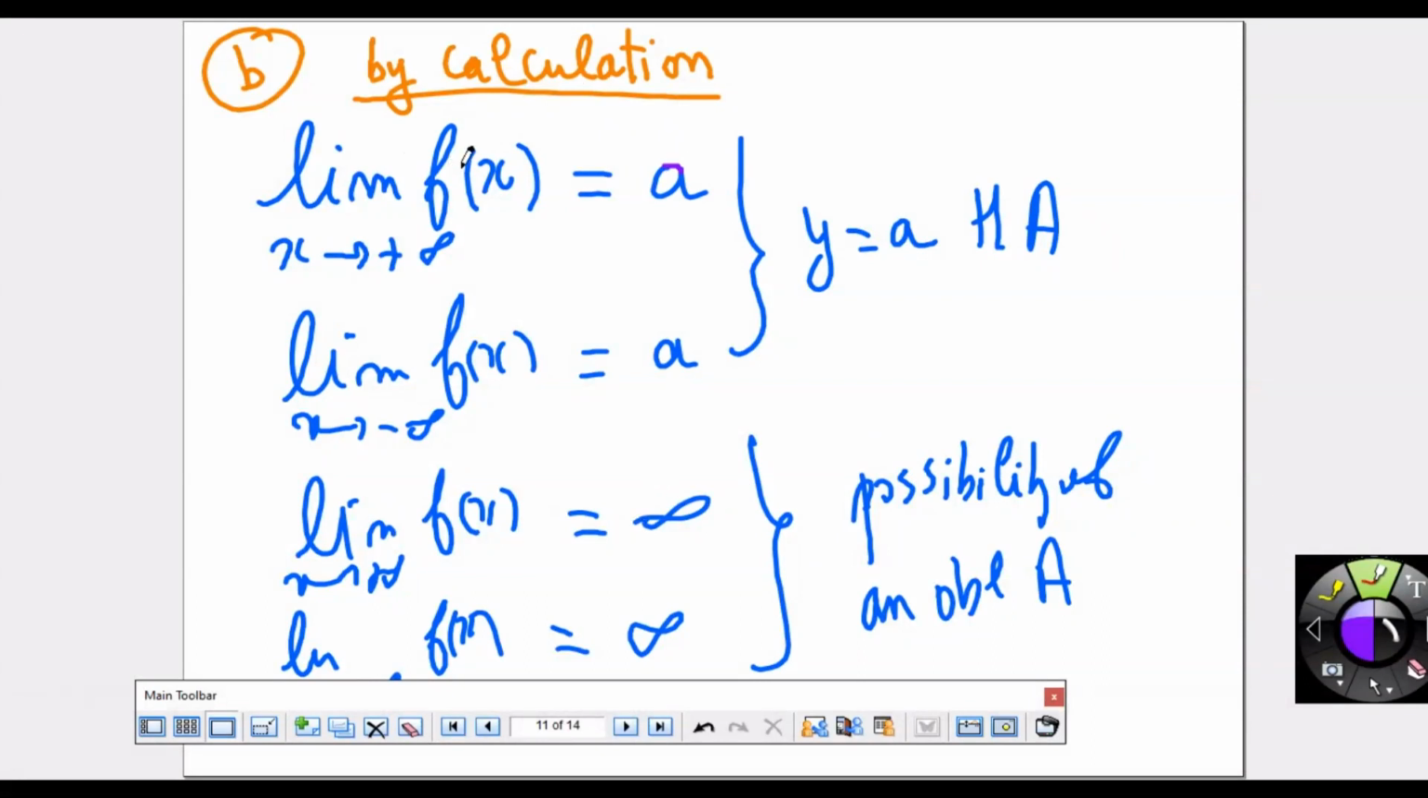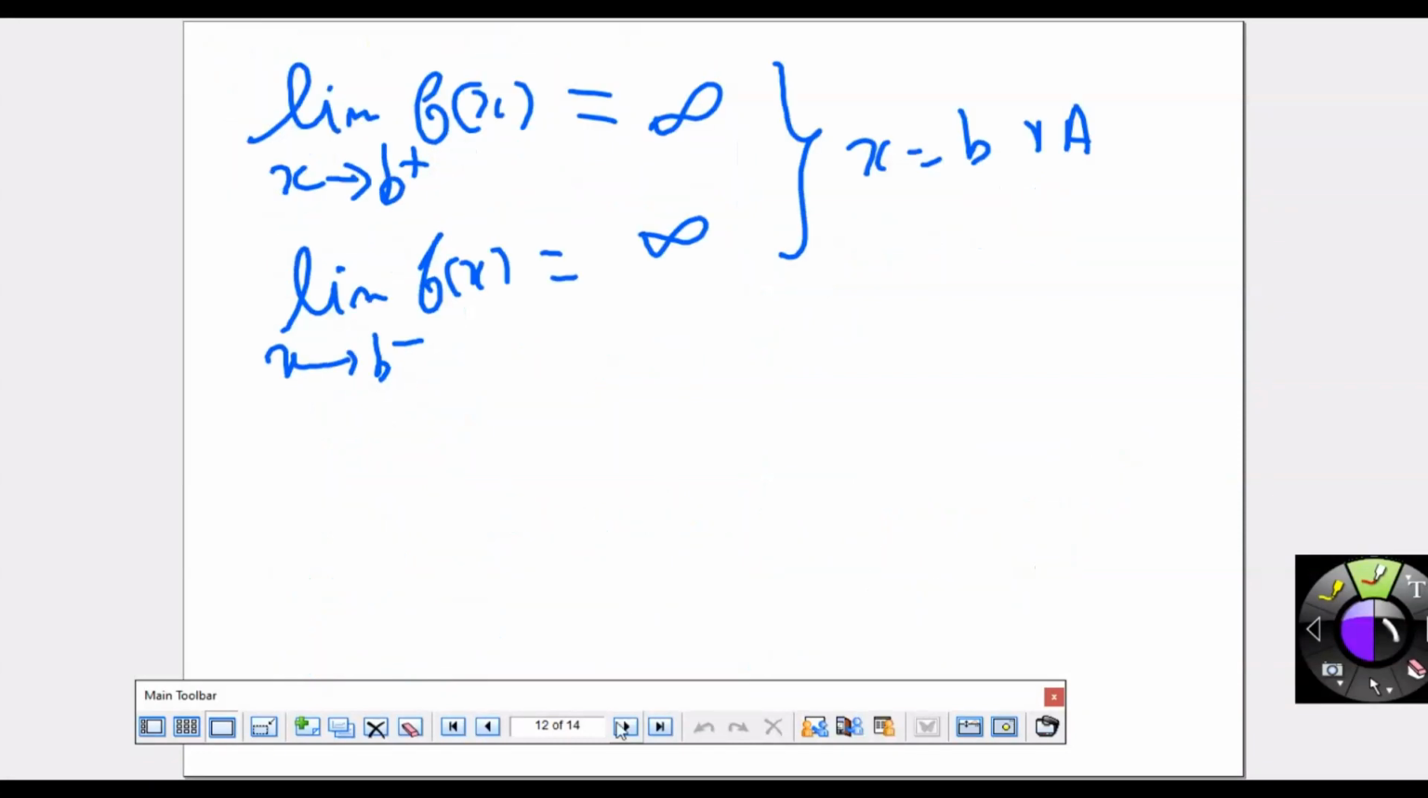So when the limit of f of x when x tends to infinity gives me a number, the answer is y equal to this number, which is a horizontal asymptote. When it's infinity, I'm not sure there is an oblique. I need to write possibility of an oblique asymptote. And I will show you later how to prove it. Now, if I have the limit of f of x when x tends to b, a number, b plus or b minus, and it gives me infinity, in this case, x equal to b is a vertical asymptote.